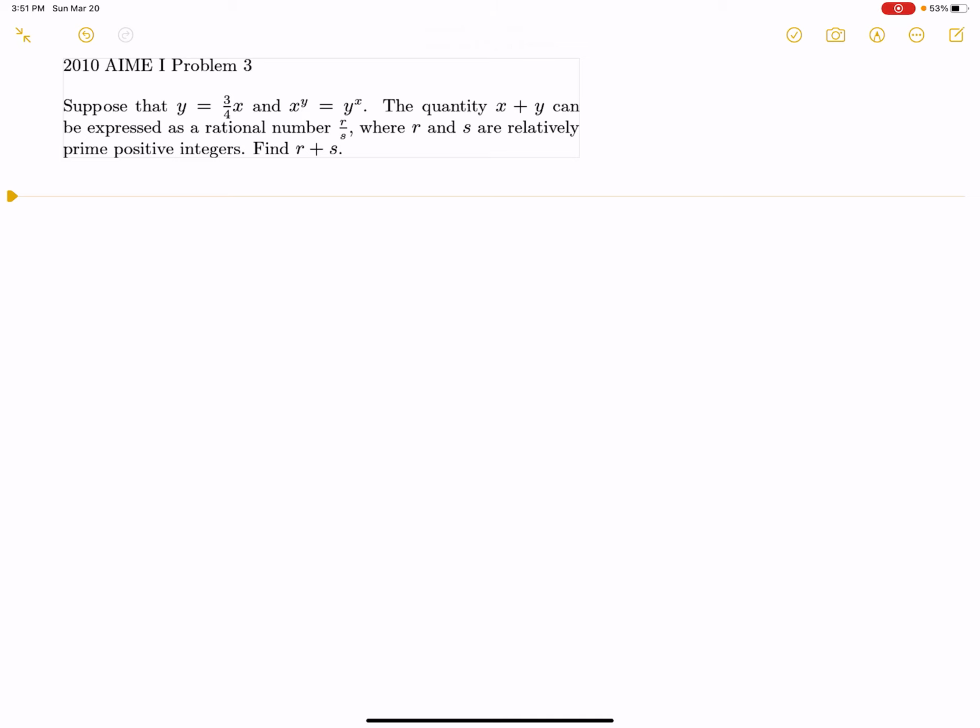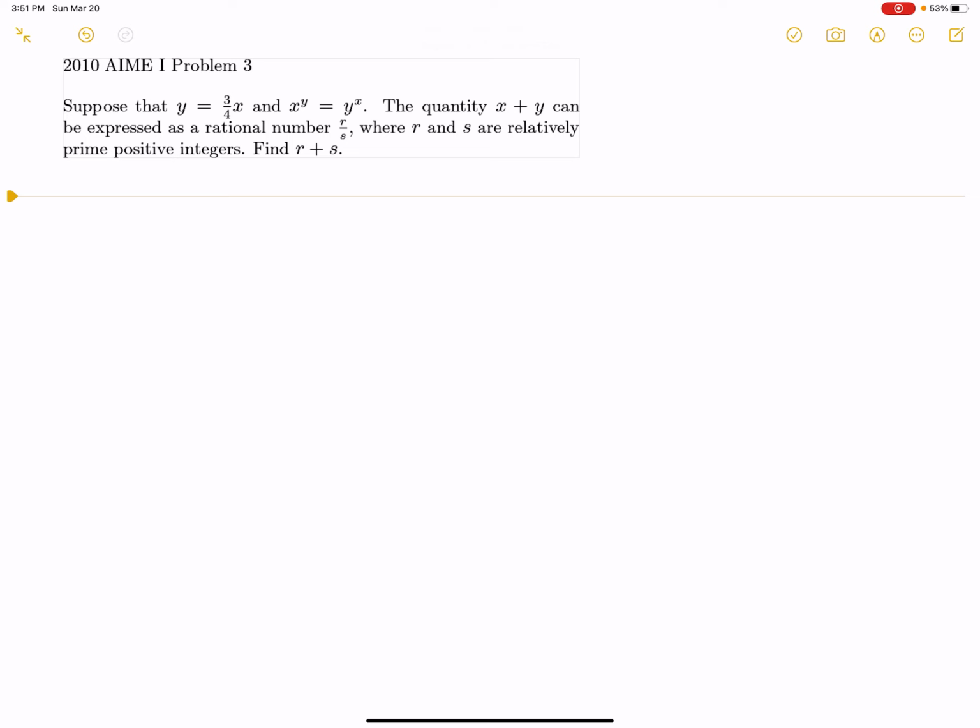Yo guys, today we're going to be solving this problem from the 2010 AIME competition. If you would like to do this problem yourself, you may pause the video right now. Okay, I think you've thought about it for a while, and now I'm going to go on to the solution.